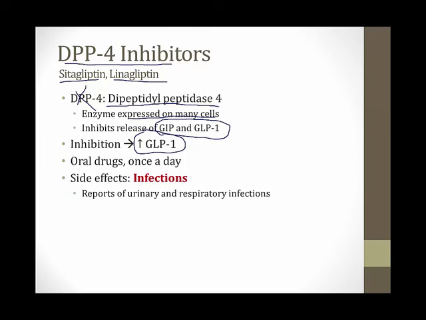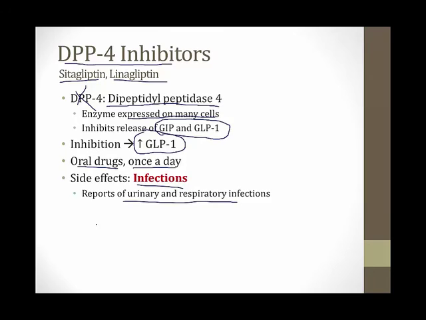What's nice about these drugs is that they're oral drugs that can be administered once daily. The side effects are peculiar. There have been reports of infections in patients taking these drugs. The mechanism is not clear, although since DPP-4 is expressed on so many different cell types, it's hypothesized that these drugs may interfere with the immune system's function, but there are reports of increased urinary and respiratory infections among patients taking these drugs.